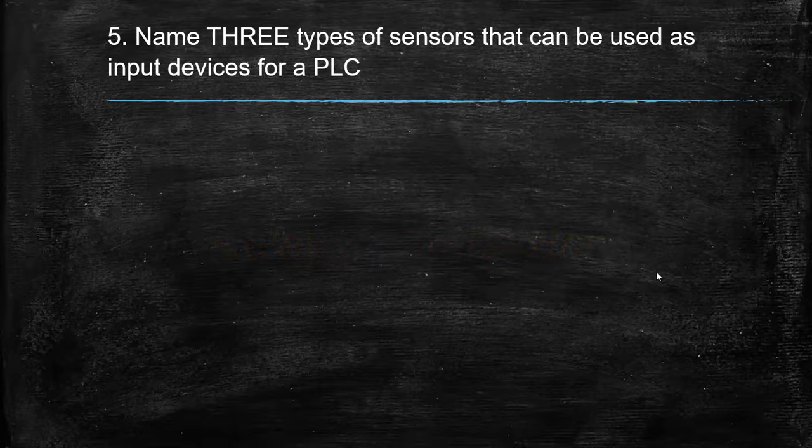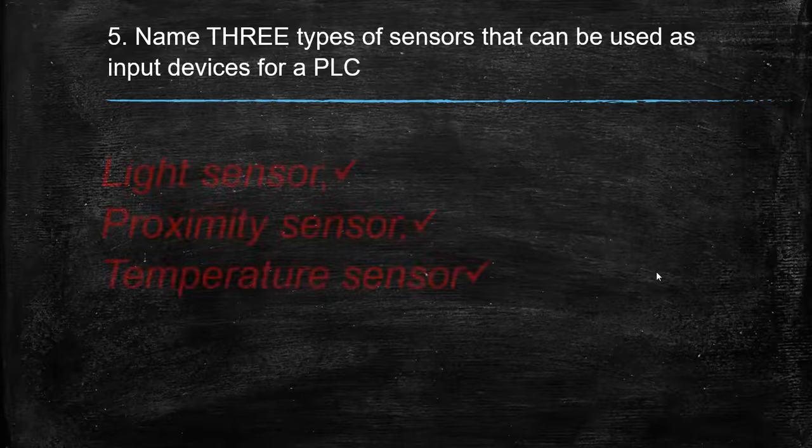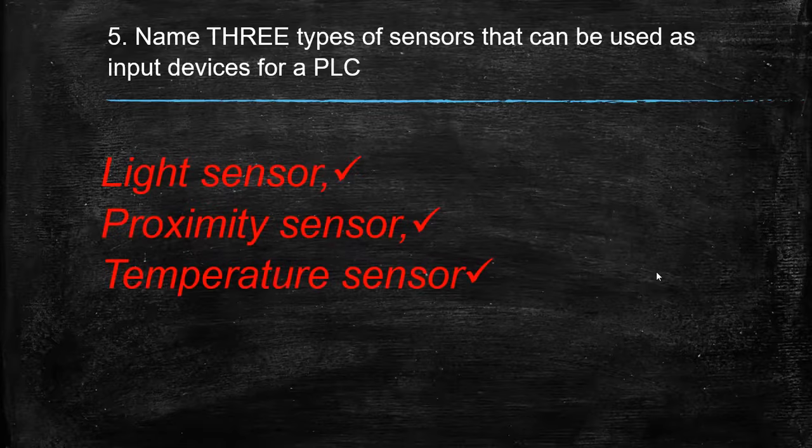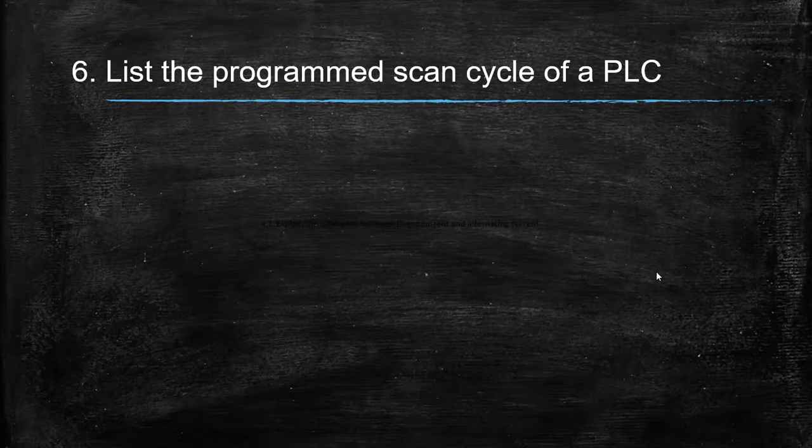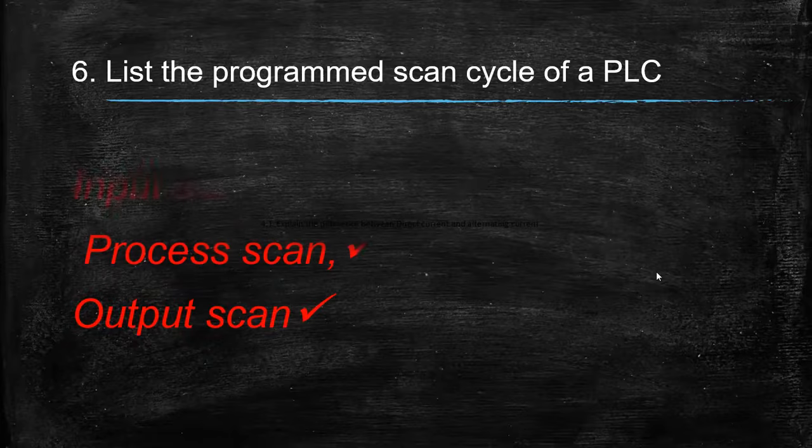Name 3 types of sensors that can be used as input devices for a PLC. A light sensor, a proximity sensor, and a temperature sensor. List the program scan cycle of a PLC. Input scan, process scan, and the output scan.